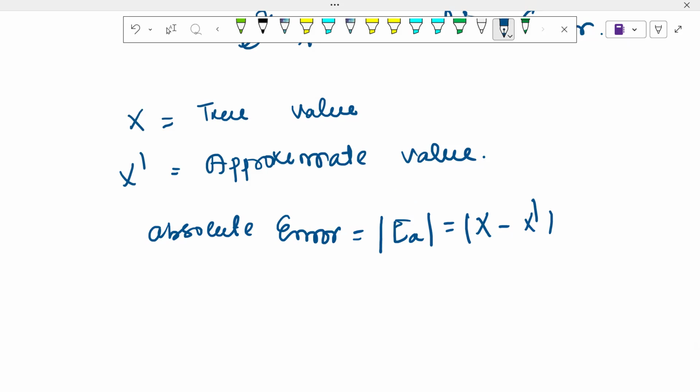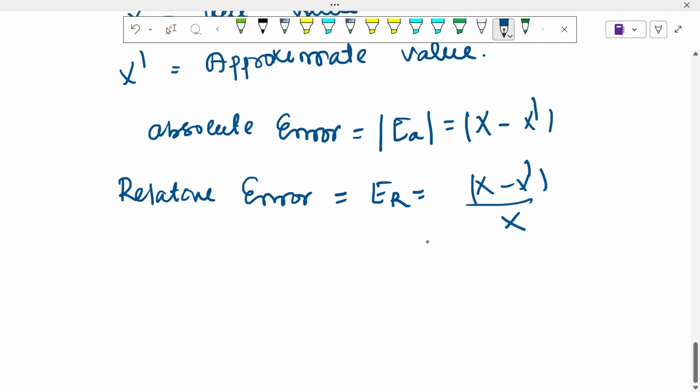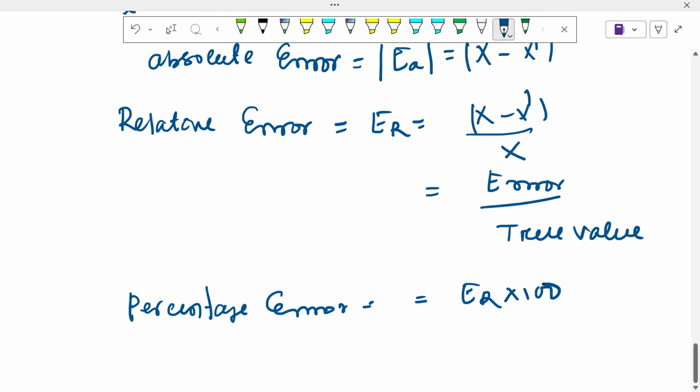Relative error, ER, is another error defined as x minus x dash divided by the original value, that is, error divided by the true value. Then percentage error is ER into 100.